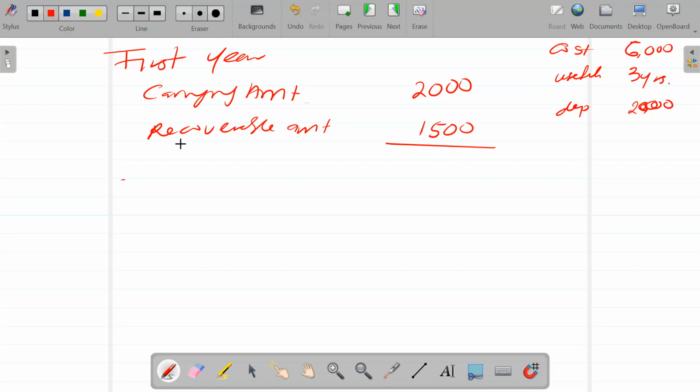So we did the impairment test. We got a recoverable amount of 1,500. So the impairment loss will be 500. The new carrying amount of this asset is 1,500. Right. So we come to the second year.